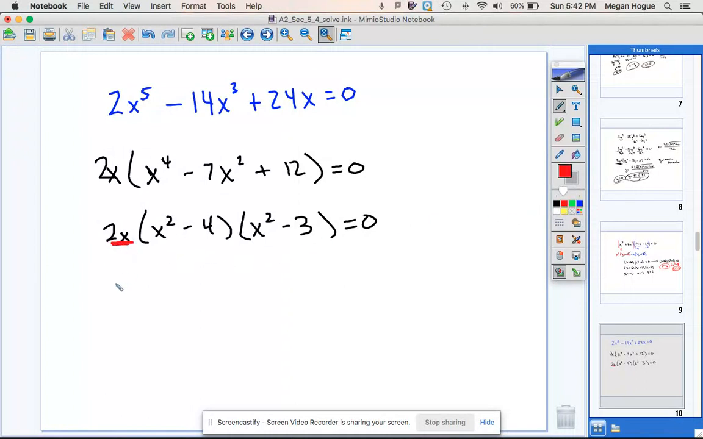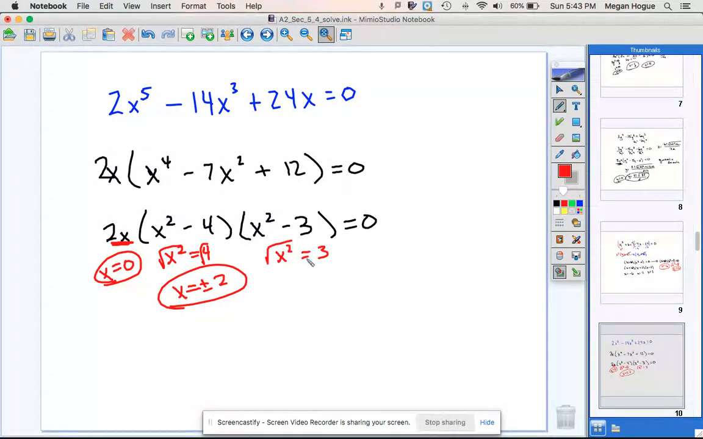So here's a GCF with x. That means x is going to be 0. Here, I'm going to say x squared equals 4. So I'm going to square root. So x equals plus or minus 2. And just a little reminder, if this had been negative 4, remember we'd need an i in our answer. Here, x squared is equal to 3. So x is equal to plus or minus square root of 3. Hopefully you did okay on that. Hopefully you did a little better with GCF off the bat than I did.